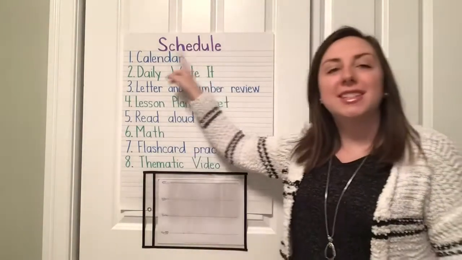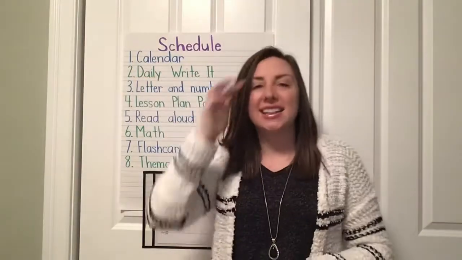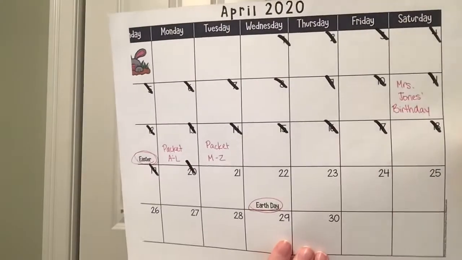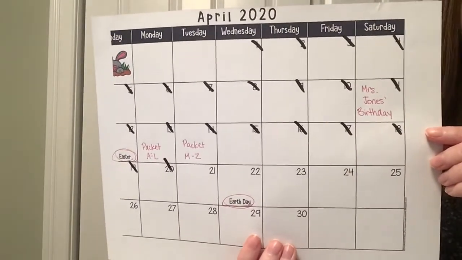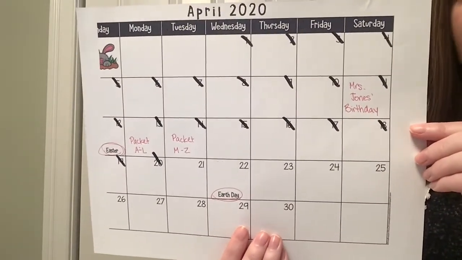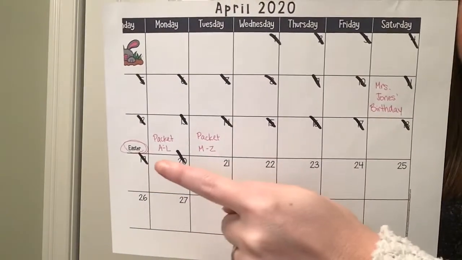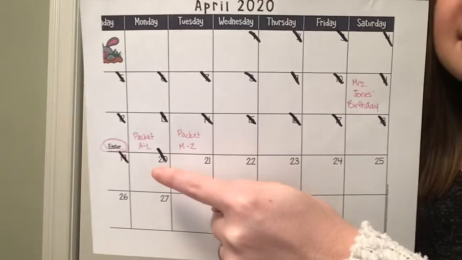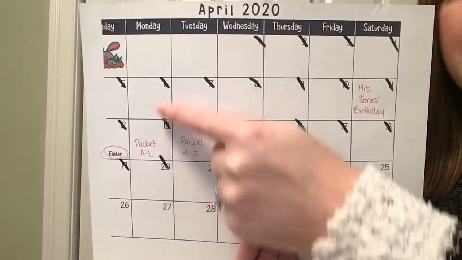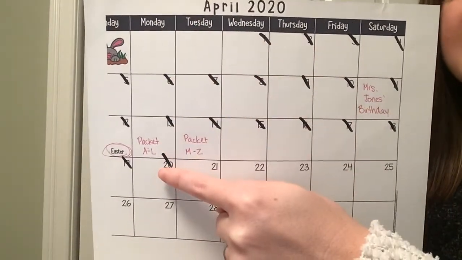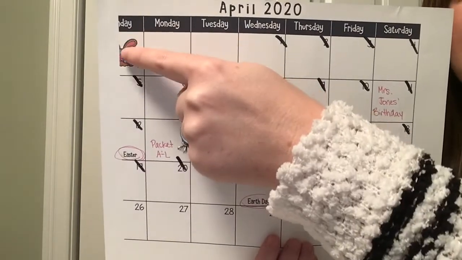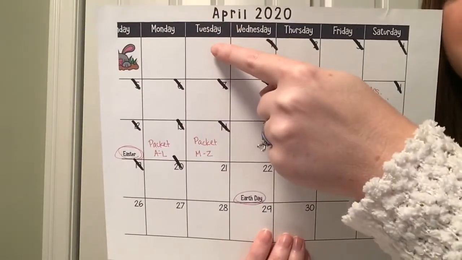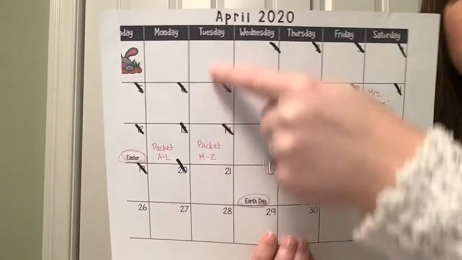For our schedule today, number one, we're on our calendar. So I have our calendar right here for us, and we are still in the month of April. Looking at our calendar, I can see, oops, I accidentally already crossed off today, but today is Monday. The last day that we had was Sunday. So if yesterday was Sunday and today is Monday, then tomorrow's going to be Tuesday.